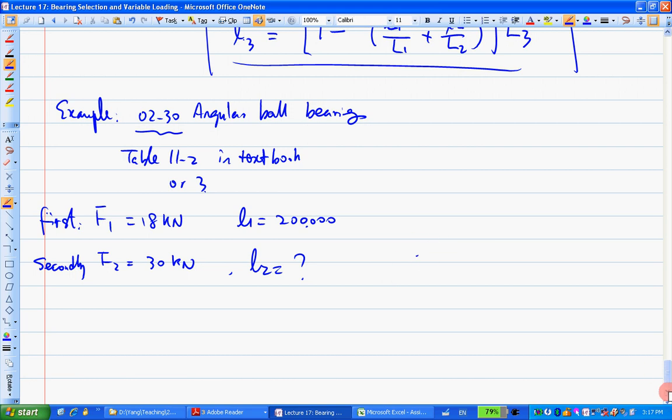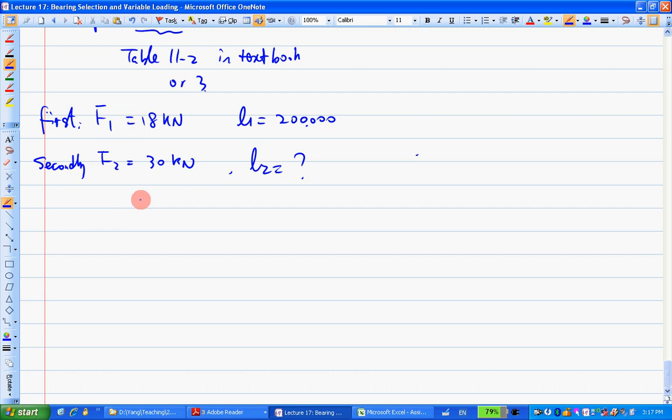So, according to what you learned, if you subject the bearing with F1, the question is, how many cycles will it take to fail? We call that capital L1. And that should be equal to L10 times 10 to the power of 6, based on the bearing that you selected, which is 0230. From the tutorial in the textbook, you can find that the L10 is 20.3 kilonewton, and the RPM is 10 to the power of 6.